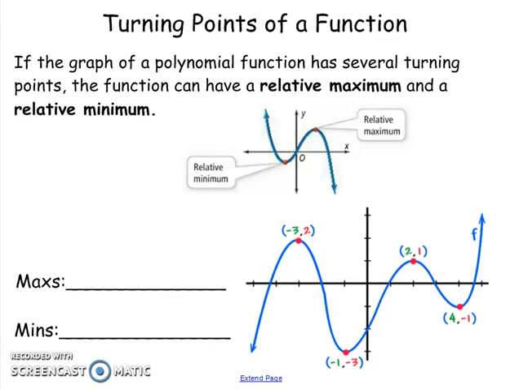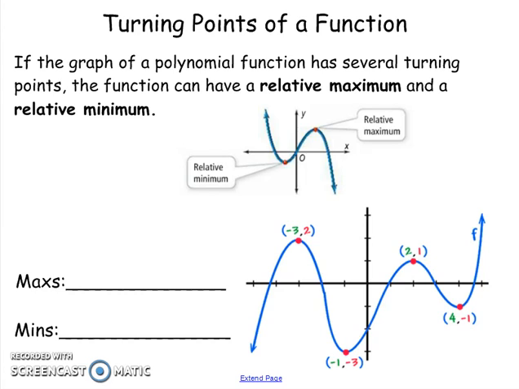So now we're going to look a little bit harder at the turning points of a function. If the graph of a polynomial function has several turning points, the function can have a relative maximum and a relative minimum. So there's not an absolute maximum or absolute minimum. They can have more than one.